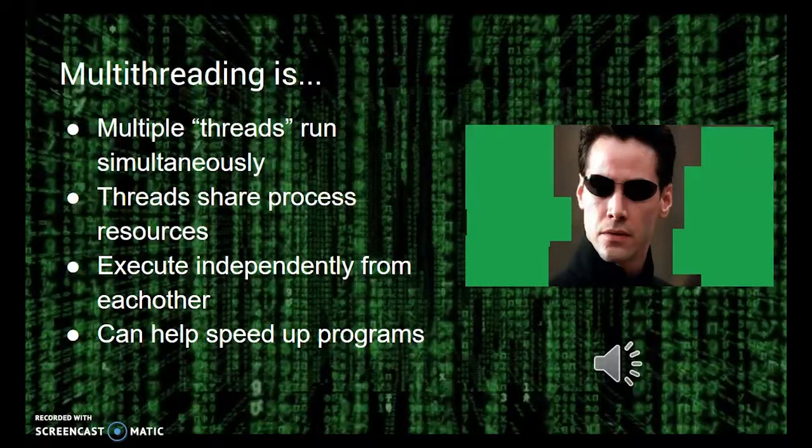Multi-threading is when multiple threads run simultaneously on the same part of a program. Threads share process resources, so multiple threads can work in one process. They execute independently from each other, so they are running completely independent from each other. They do not have to talk to each other at all in order to run, and they can help speed up programs by dividing work.